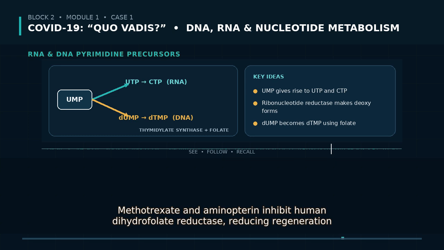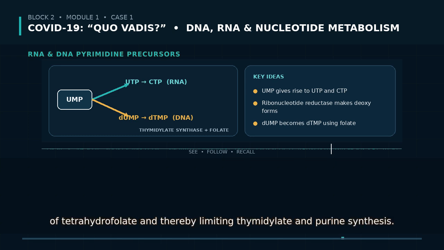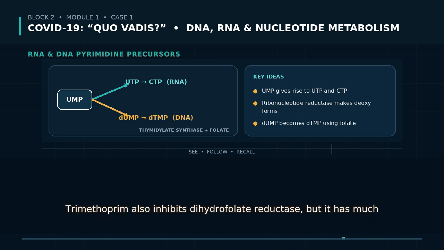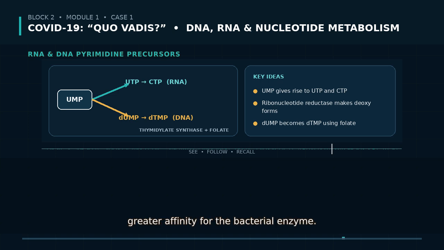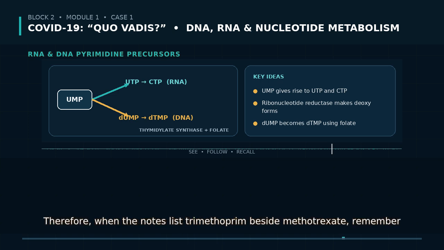From a base to a nucleoside. Adding a pentose sugar to a nitrogenous base creates a nucleoside. If the sugar is ribose, the product is a ribonucleoside. Adenine becomes adenosine. Guanine becomes guanosine. Cytosine becomes cytidine, uracil becomes uridine.